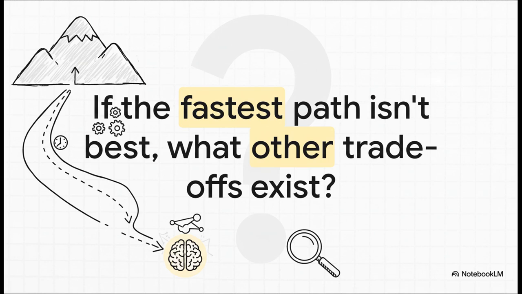So it leaves us with this really fascinating final thought, doesn't it? We're so often focused on speed and efficiency when we build AI, but if the absolute fastest path down the mountain doesn't actually lead to the best place to be, what other crucial trade-offs are we overlooking in our whole quest to build truly intelligent machines?